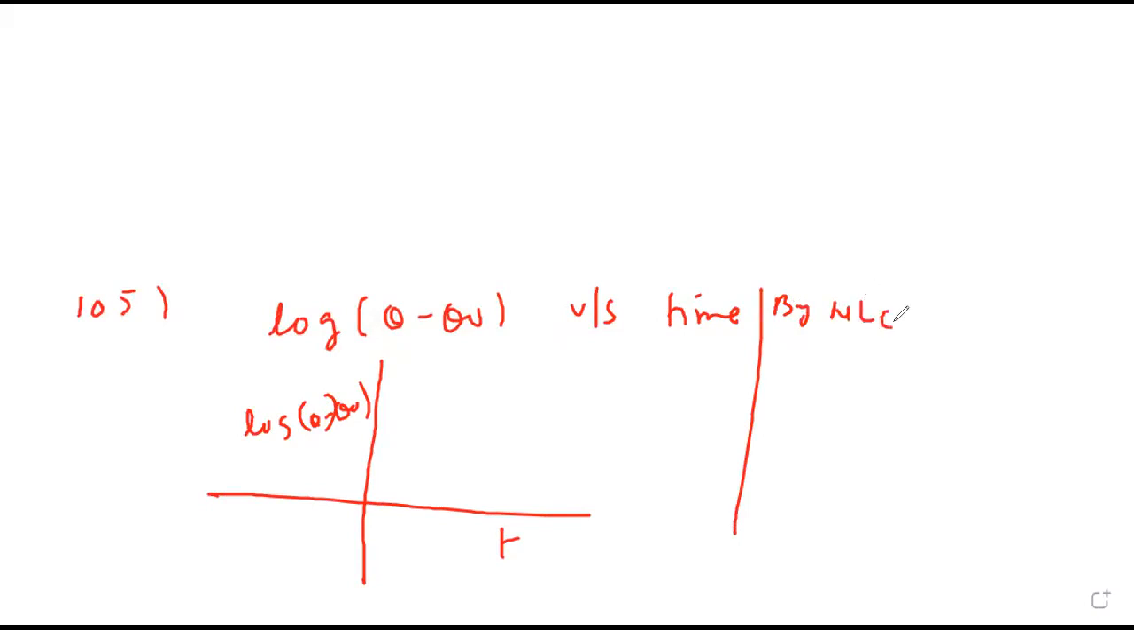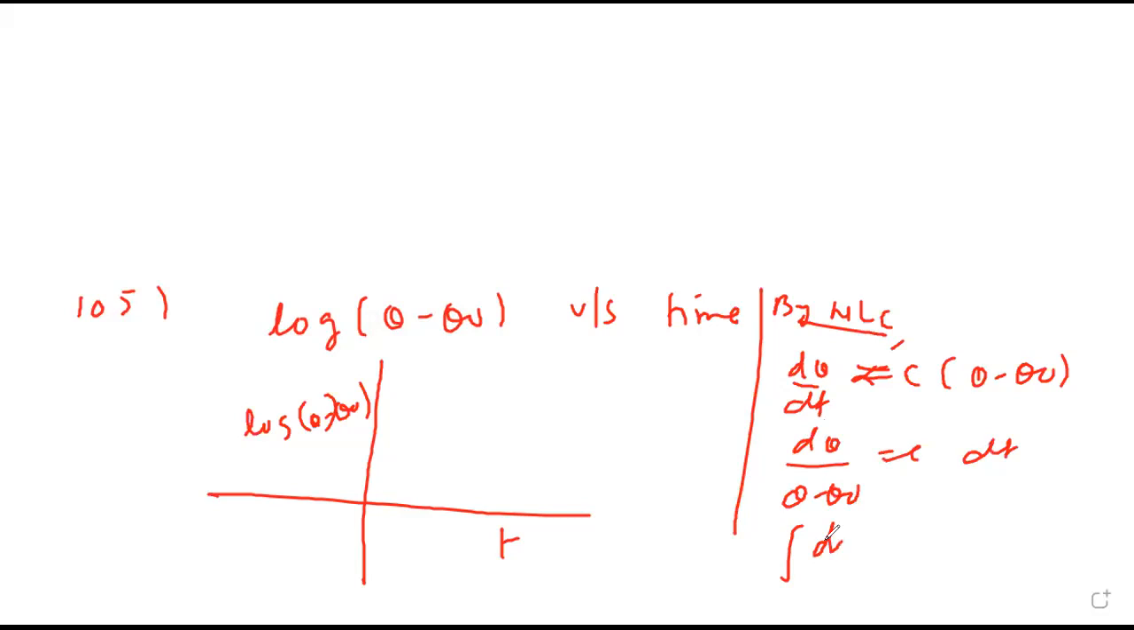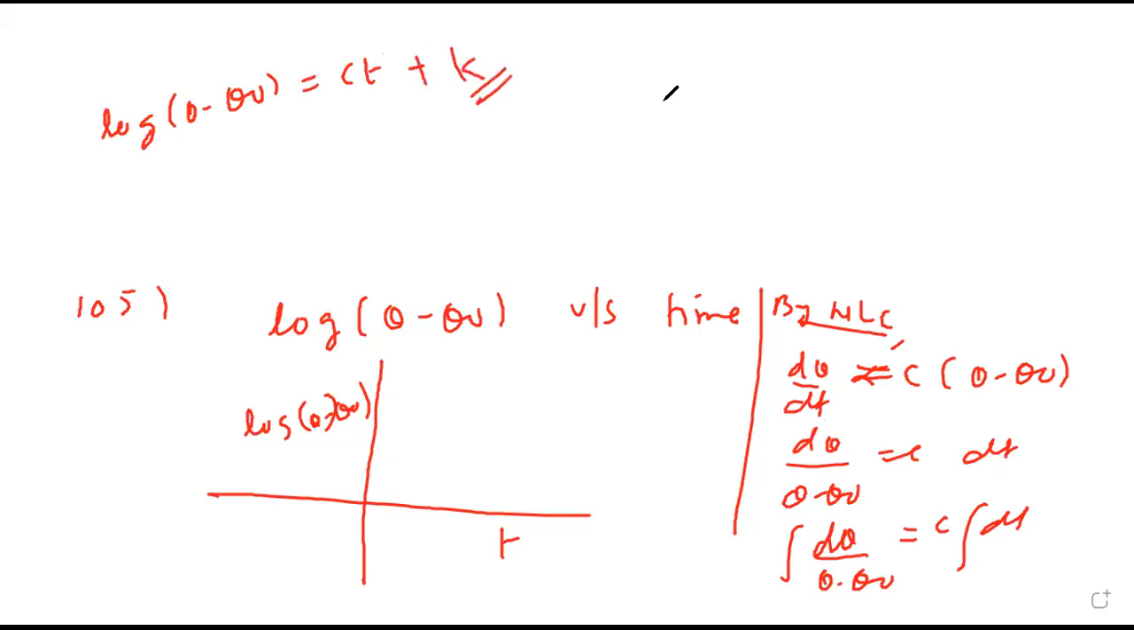By Newton's law of cooling, we know the rate of cooling is proportional to C into theta minus theta 0. So from d theta by dt I want to get theta, so I can just rearrange this. After integrating, d theta upon theta minus theta 0 is the integration of C dt. We get log of theta minus theta 0 is Ct plus some constant of integration. So this we take along y, time along x. What will be the nature? Is it a straight line?